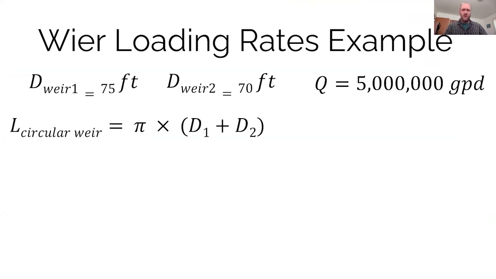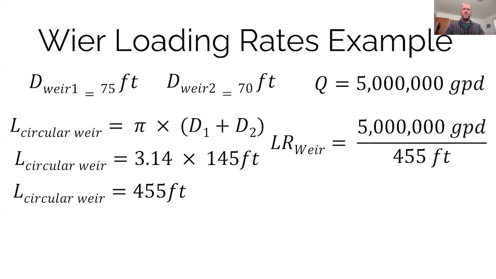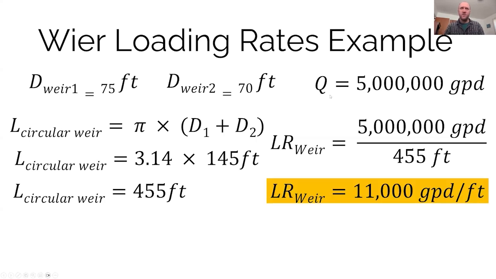First we need to figure out the length, and we're going to use the weir diameters to figure that out. If you add those together and multiply by pi, we end up with 455 feet of weir. Then if we plug that into our equation, it comes up to 5 million gallons per day divided by 455, and we end up with about 11,000 gallons per day per foot.